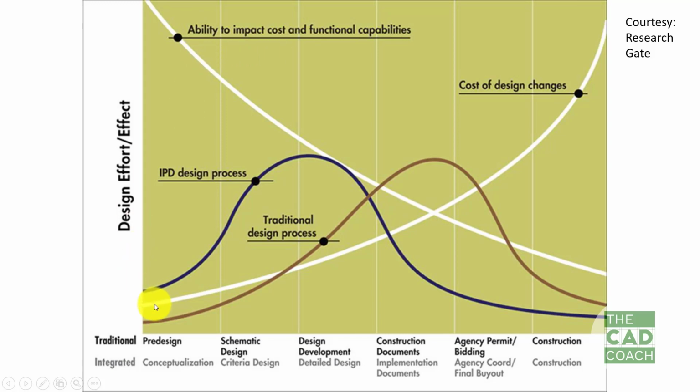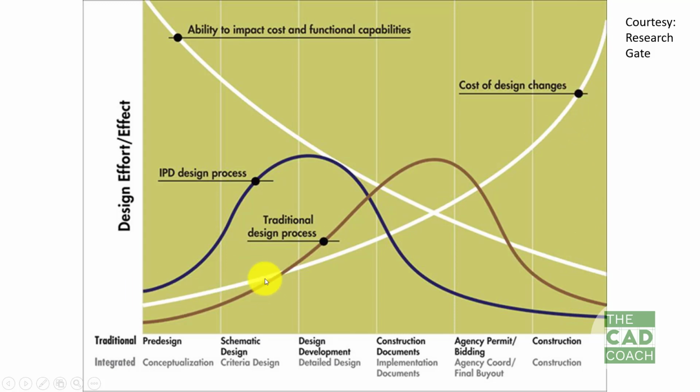Our next curve is almost zero at the start, and very high during construction. That is the cost of design change. When you make a change during design, you are only changing things on the computer, and only engineering cost is impacted. So initially the cost of design change is very low, and slowly it increases upwards. During construction, if you want to make a design change, the cost is very high. That is what this curve is saying.